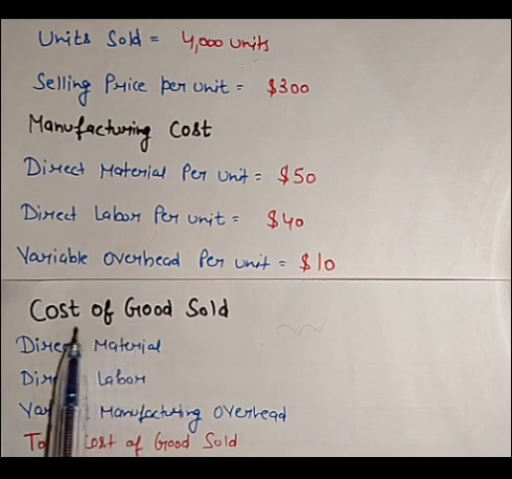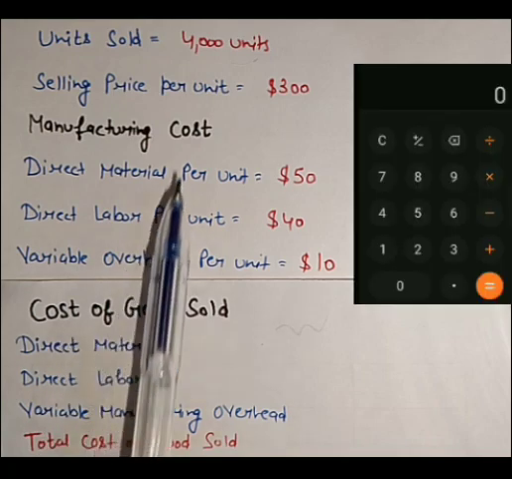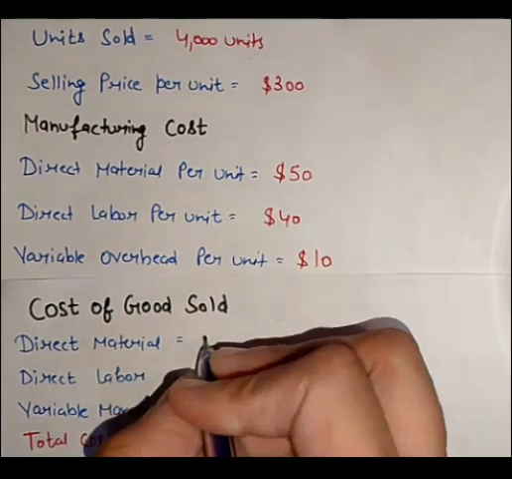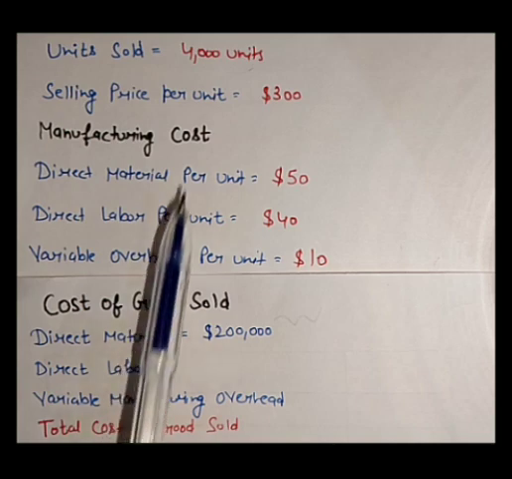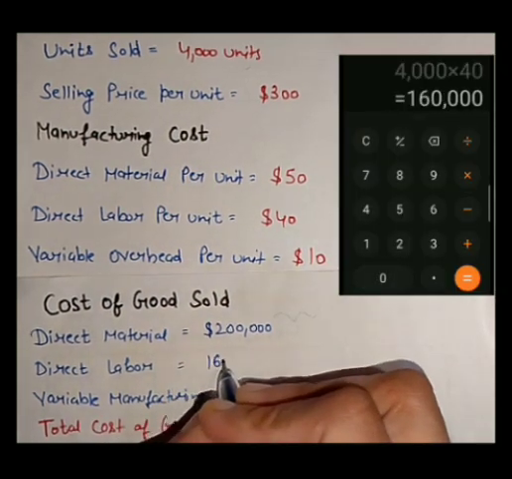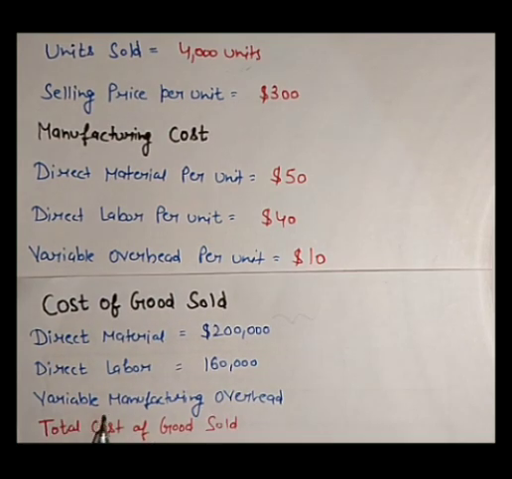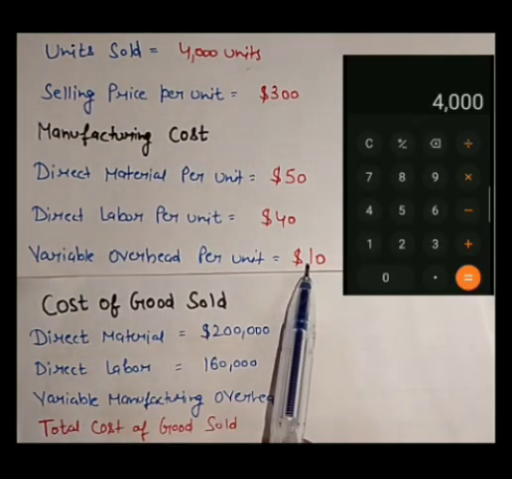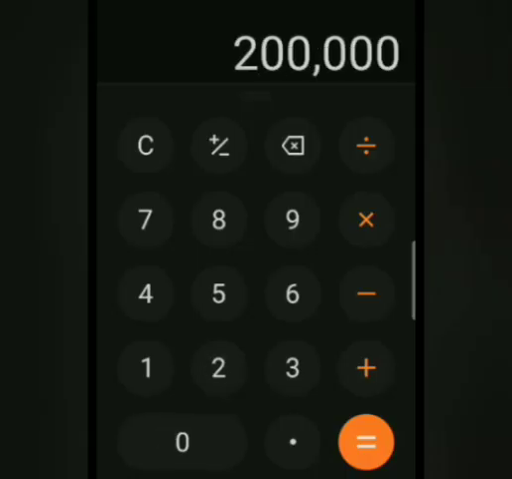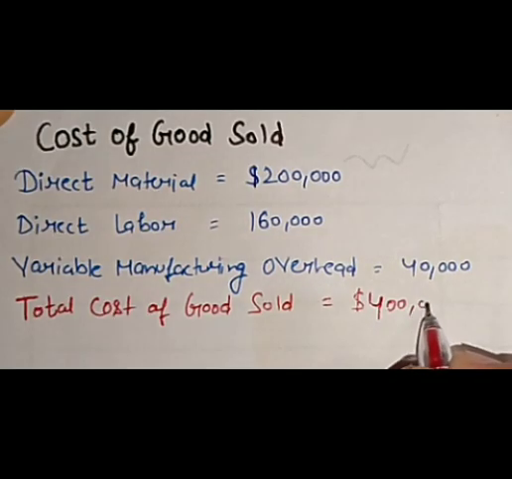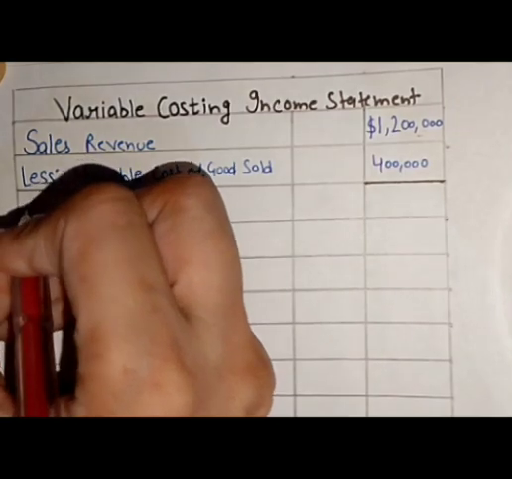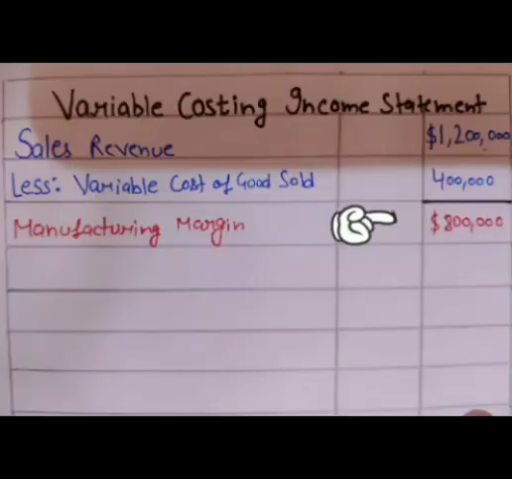Let's compute cost of goods sold. Direct material will be 4,000 units into $50 per unit, amounting to $2 lakh. Direct labor 4,000 units into $40 per unit, amounting to $1,60,000. Variable manufacturing overhead 4,000 units into $10 per unit, amounting to $40,000. Total cost of goods sold will be $4 lakh. Cost of goods sold is deducted from the sales revenue, resulting in manufacturing margin of $8 lakh.